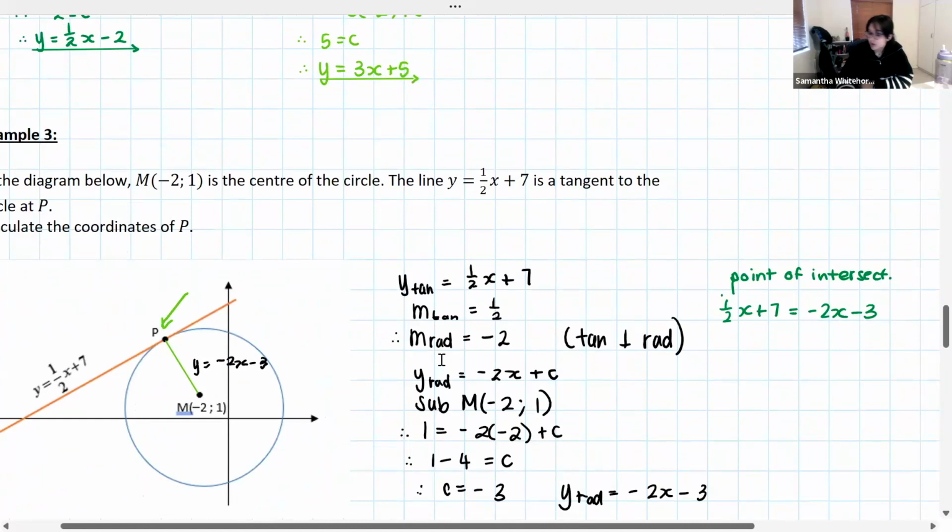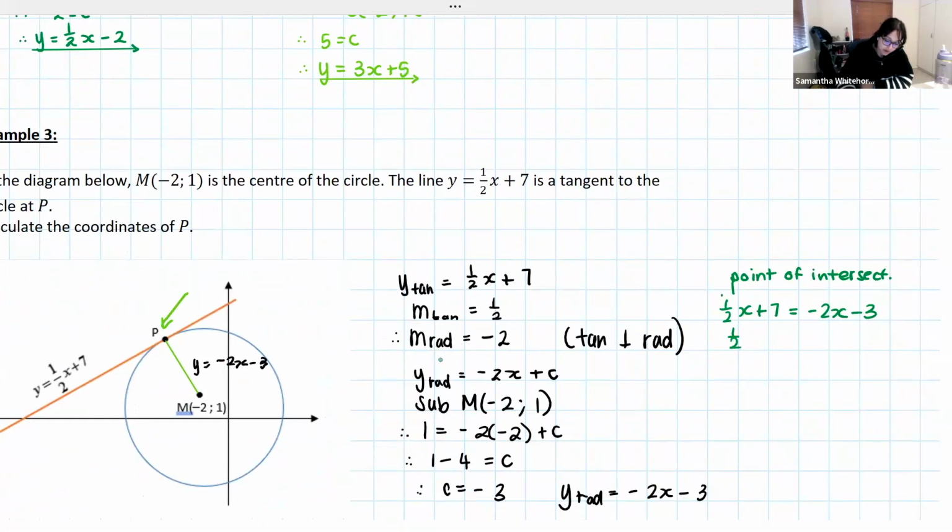Okay, so group your like terms. We've got a half x plus 2x is equal to -3 minus 7. A half x plus 2x gives me 5 over 2 x is equal to -10. Times both sides by 2, 5x is equal to -20, divide by 5, x is equal to -4.